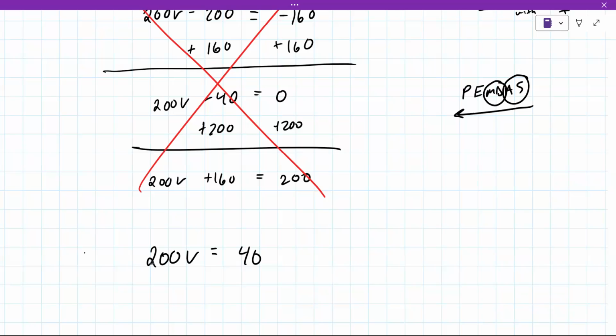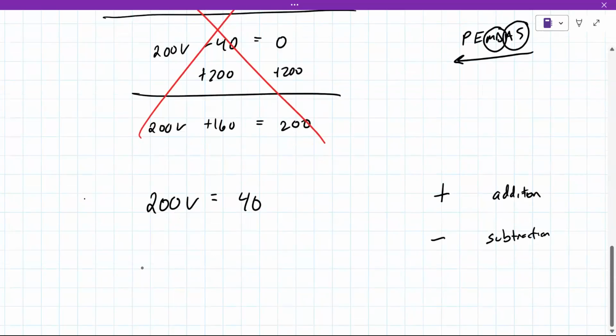Okay, well, do you see this symbol? Is this symbol between the 200 and V? Because that's addition. Do you see an addition over here? There's no addition. Do you see subtraction? No. Do you see multiplication?